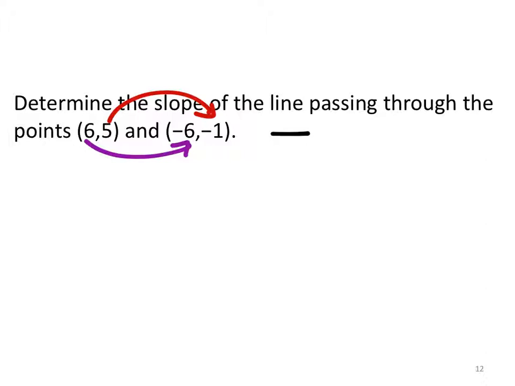Now, just looking at the y values, I went from 5 to negative 1, which means if I was looking at the y-axis, I would have to go down 6. That's the numerator right there.